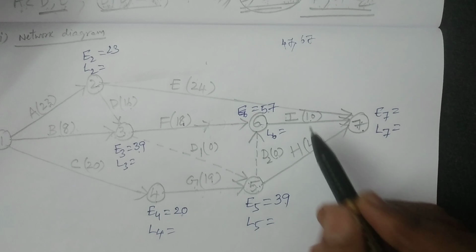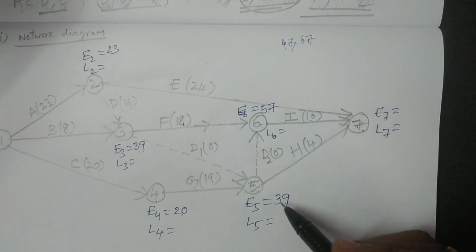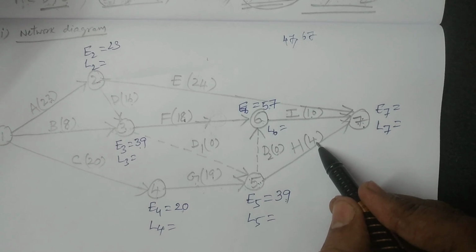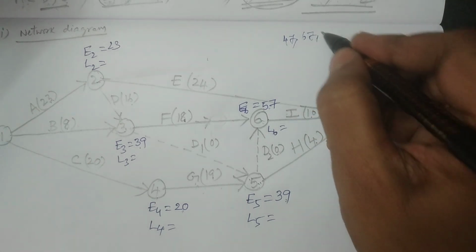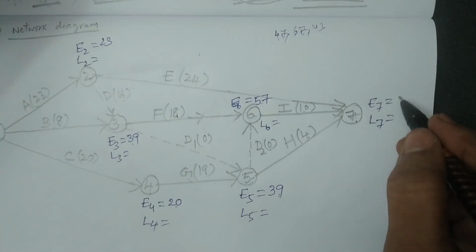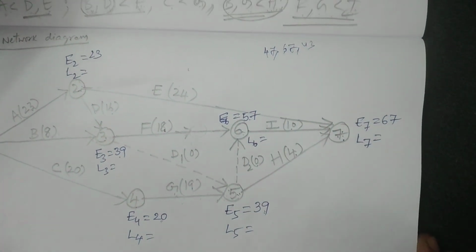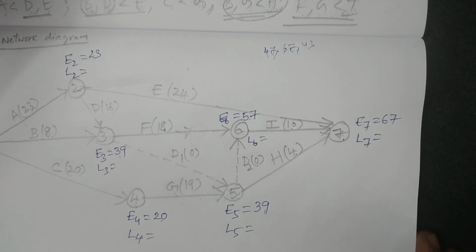So 67. Coming to 5 to 7, E5 39 plus 4, 43. So 43, maximum 67. So this is 67. Clear? These are the forward pass calculations from which we have calculated all the earliest times, the values of E.